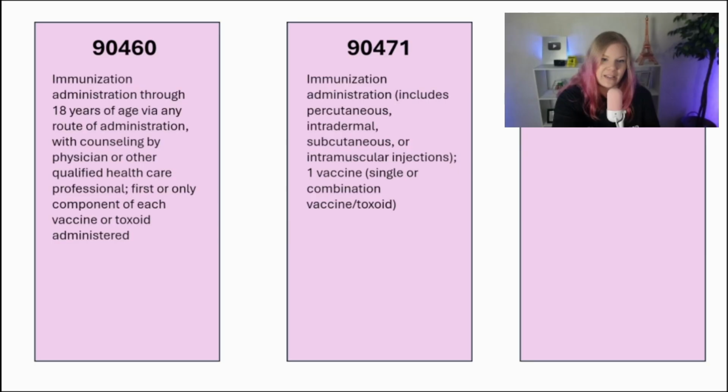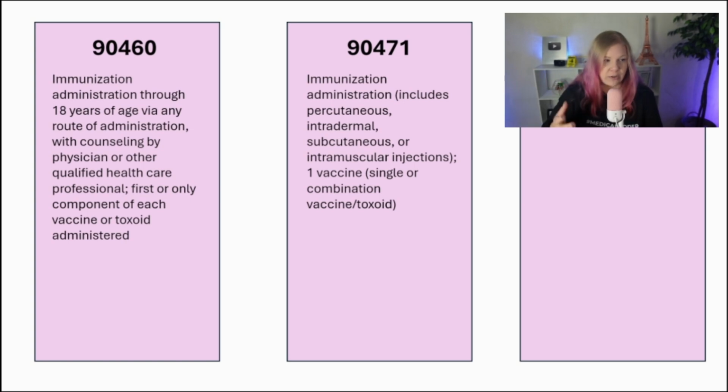But remember, this is not just about them being 18 and under. It also says that counseling has to be performed. And that means there has to be documentation supporting that the counseling was performed. So what if it wasn't, or at least maybe that counseling wasn't documented? Well, in that case, we can still use the 90471. Some people think of this as an adult code, but it's not. There is nothing in the description or indicators saying that this is for adults only.